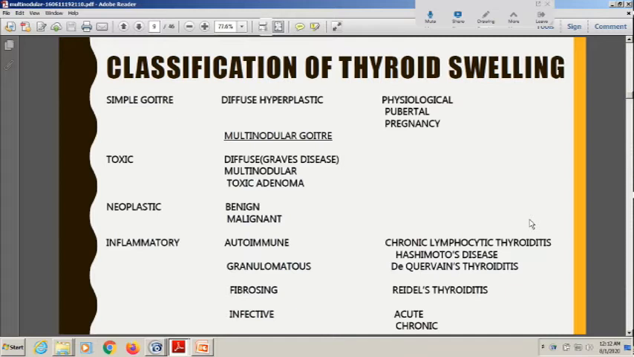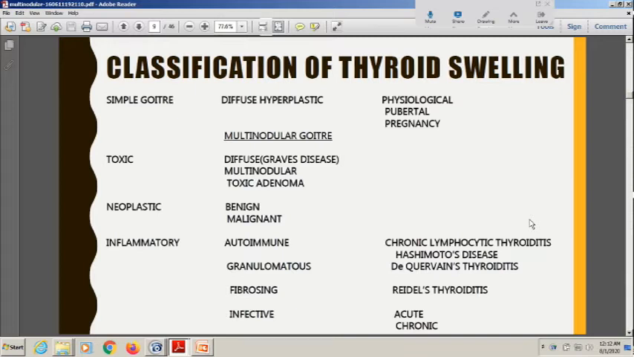Now the second thing is toxic goiters. Toxic can be diffuse toxic goiter also, which is mostly Graves' disease. Now toxic is divided into diffuse, multinodular and toxic adenoma. Toxic adenoma is a solitary swelling.